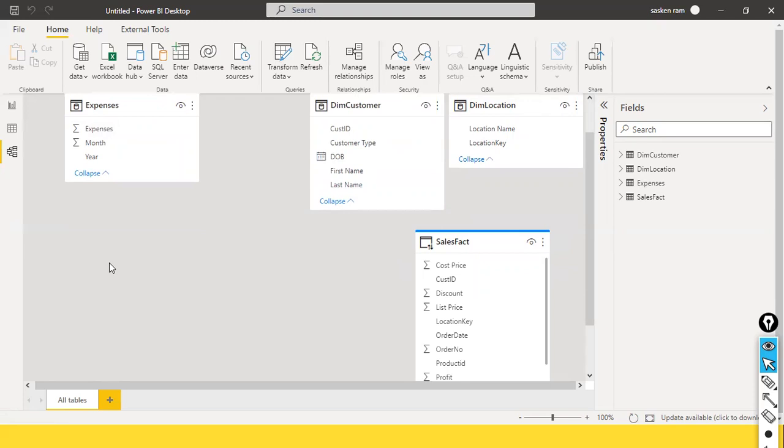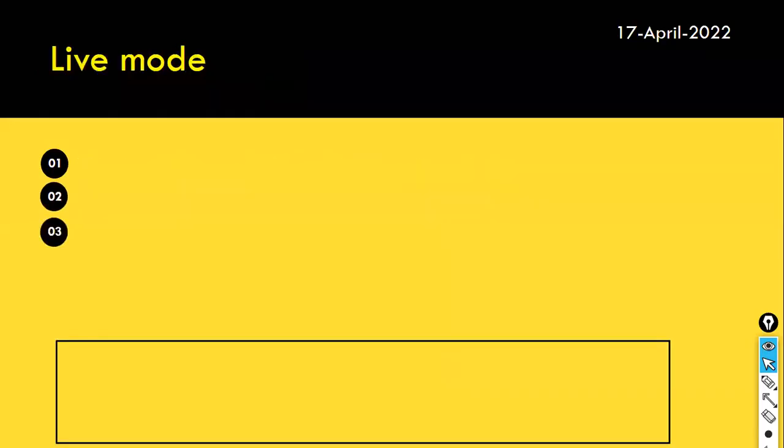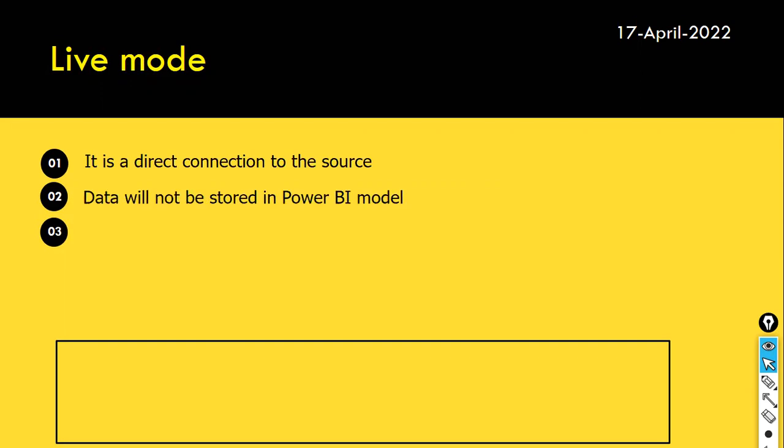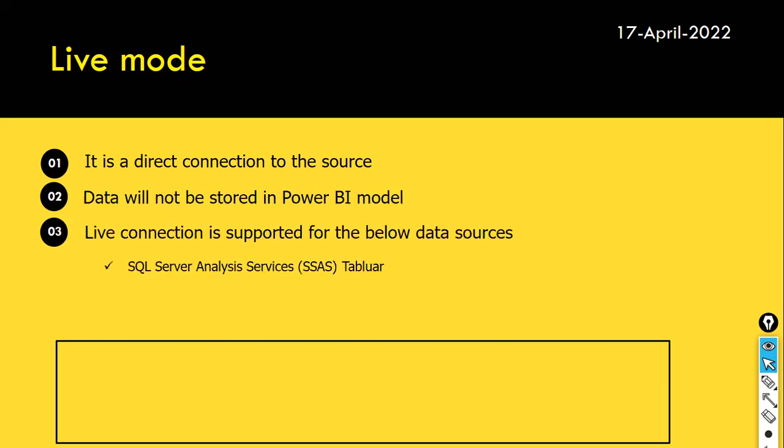But we have something else called live connection mode. Live mode is also similar to your direct query mode. In this case also, it is a direct connection to the source. The data will not be stored in the Power BI model like direct connectivity mode. But with the live connection, you can access only three data sources. One is SQL Server Analysis Services, another is SSAS multi-dimensional, and the other one is Power BI service, the cloud-based service.